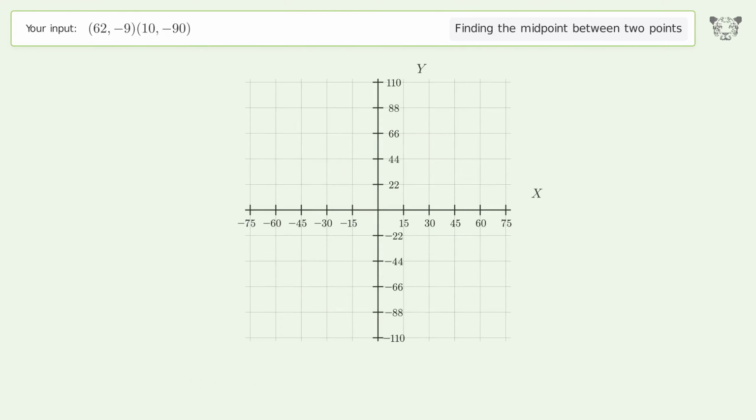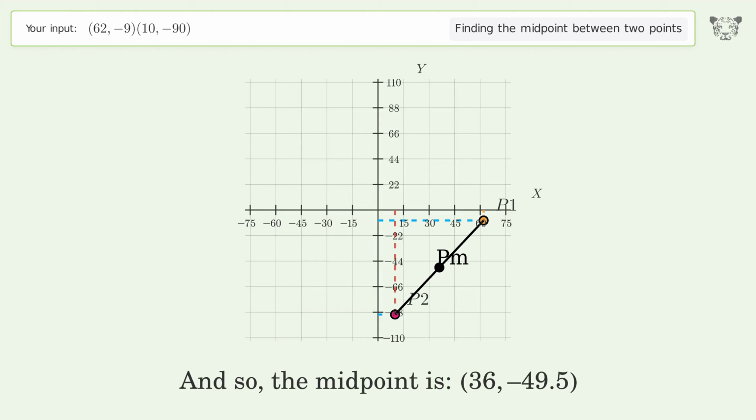And so, the midpoint is 36, negative 49.5.